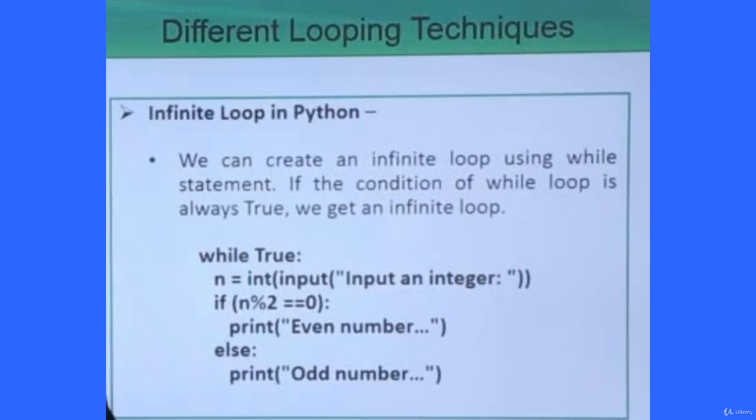So n = int(input()). I am prompting the user through the input function to please enter some value from the keyboard as input, but input returns a string, so I am doing the typecasting here, converting it to integer. If n % 2 == 0, print even number, else odd number, and here you see the indentation is there. That means all these statements are under the while construct.